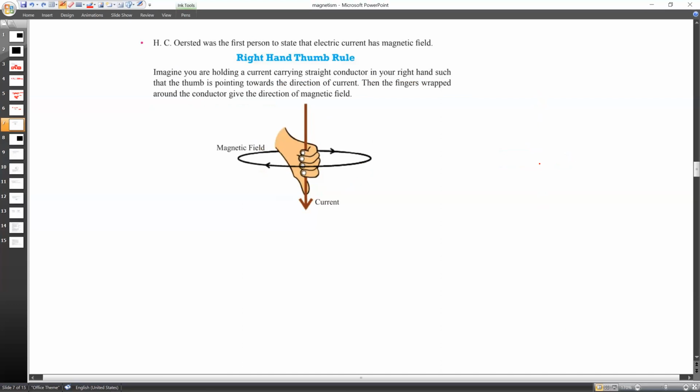Imagine that you are holding a current carrying conductor in your right hand such that your thumb points in the direction of the current. Then your curled or wrapped fingers will point in the direction of the magnetic field lines. Now this is very simple. You can see here that the current is going downward, and if you are watching it from the top, you will see the lines moving like this.